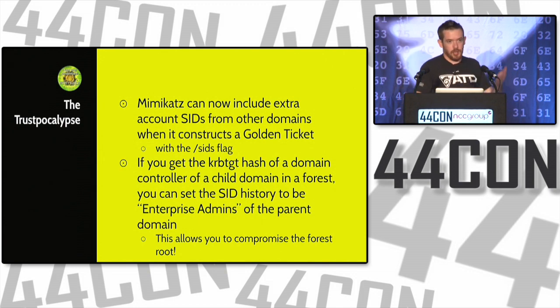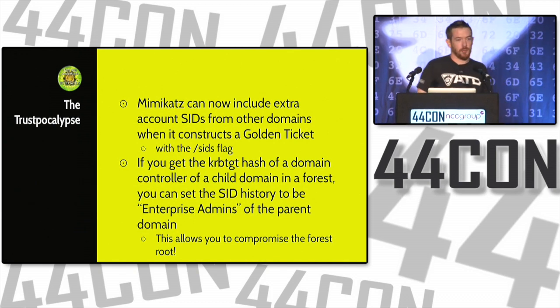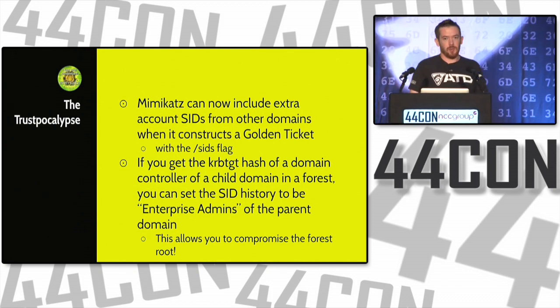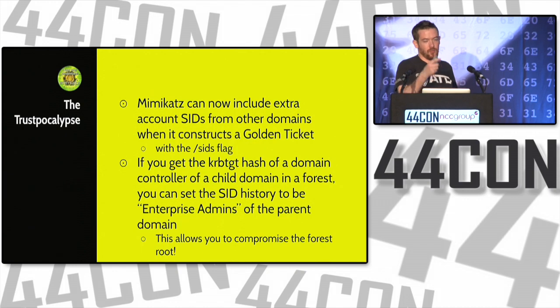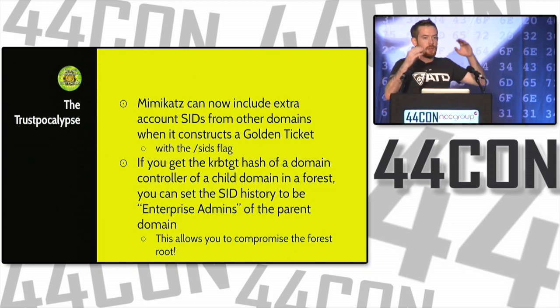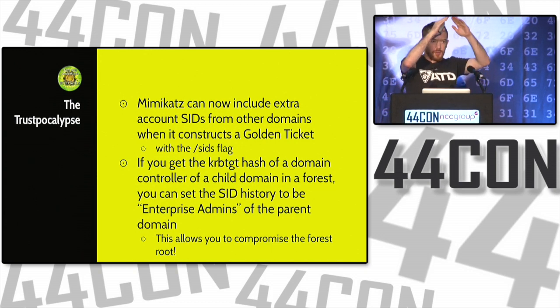When you create your golden ticket, you just do /SIDs. You do whatever the SID history SID you want it to be, and then you're implicitly granted access with that golden ticket to whatever that SID means. So if you get the KRBTGT hash of any domain controller in the entire forest, any child domain, and you set the SID history to be enterprise admins, so whatever the forest root -519, then you automatically can compromise the forest root. So normally the access and the trust flows down.